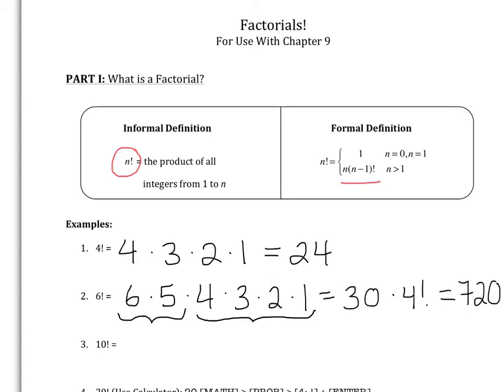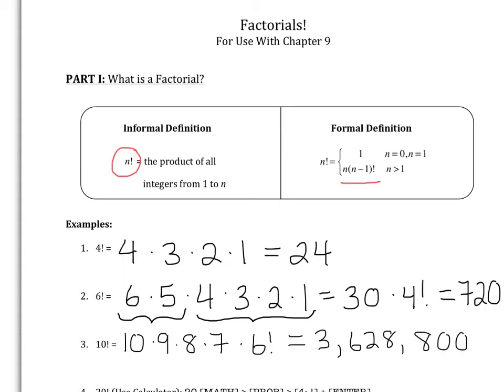All right. And then 10 factorial, right? Again, let's use a shortcut. 10 factorial is going to be 10 times 9 times 8 times 7, and then times 6 times 5 times 4 times 3 times 2 times 1. So we'll just say times 6 factorial, and we know what that is, okay? And if you do all that math, and you can check this in your calculator, I believe you get 3,628,800. Yeah, these get out of control pretty quickly.